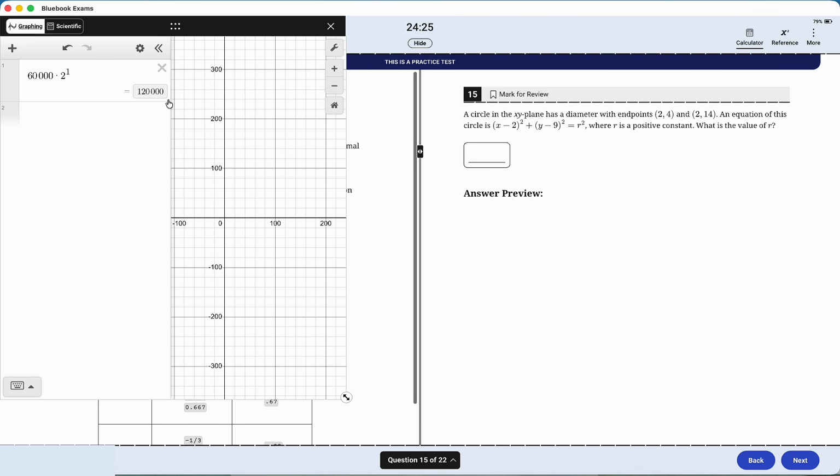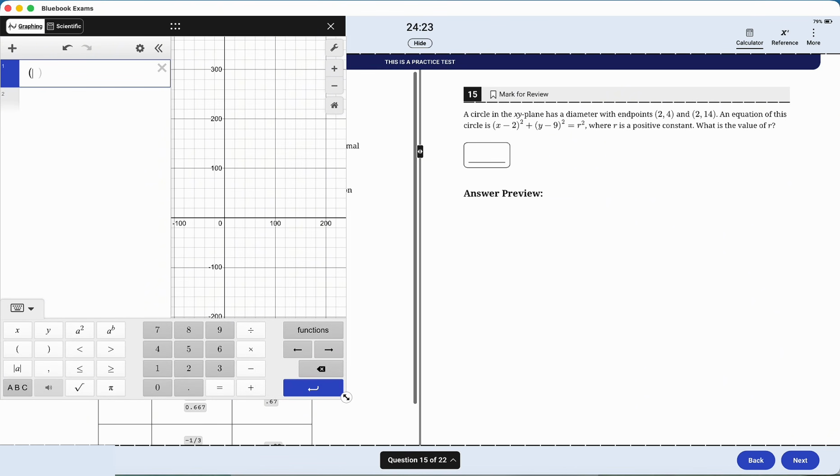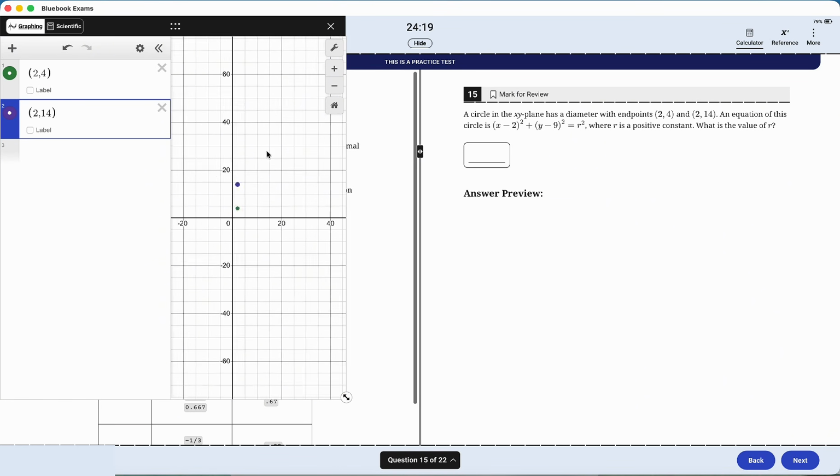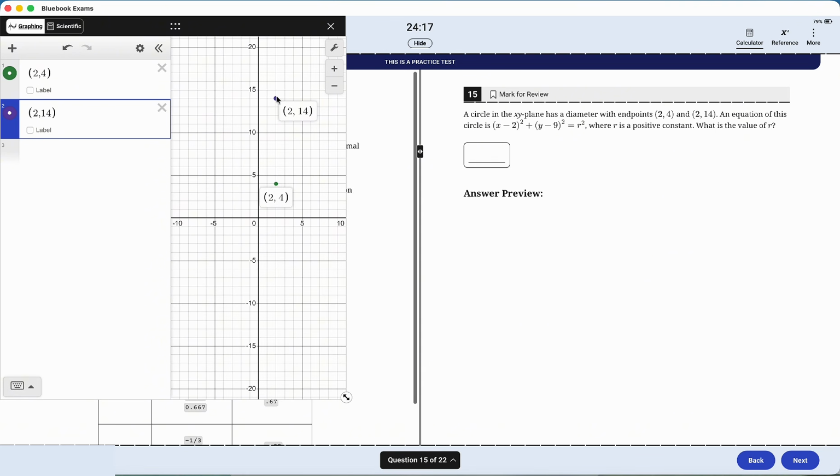So if you took the distance between these, one way to do it, if I plot these 2 points, here they are, just zoom in a bit. These would be the endpoints. The distance between the endpoints is your diameter. So this is a diameter of 10 units. So the radius is 5, and that's what r represents. It's 5. But here's another way.